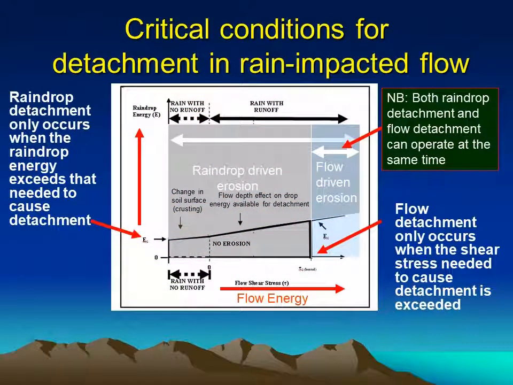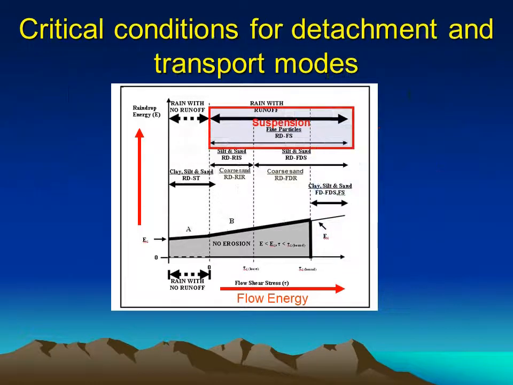This is that critical condition diagram we saw earlier for detachment. Now, in addition to those critical conditions, there are critical conditions that are associated with the various transport mechanisms that we've been talking about. The first one for suspension is, of course, that there be water flowing and that the particles are fine enough to remain in suspension.